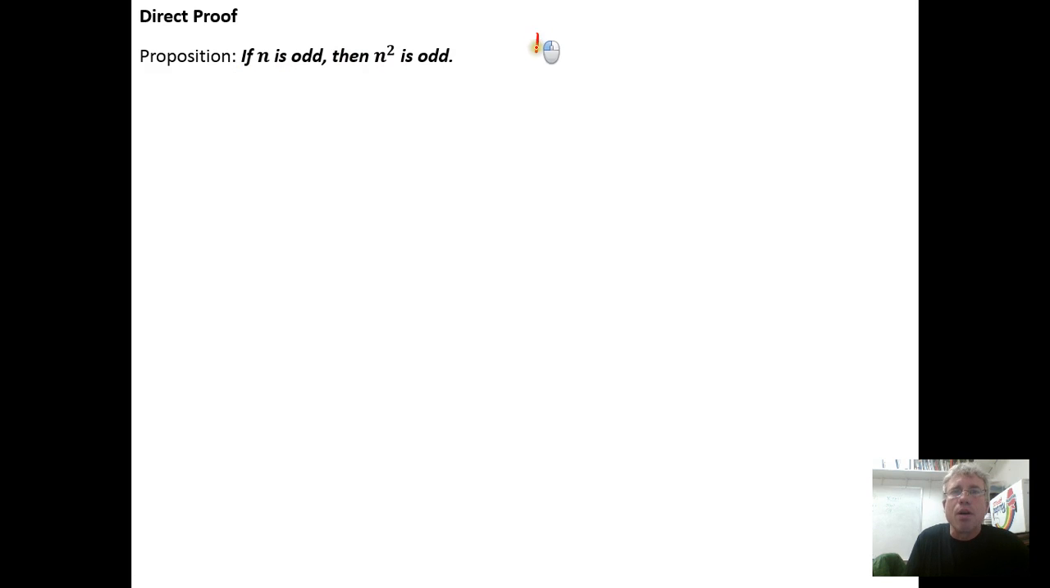So in this case, our P is the proposition n is odd, and our Q is the proposition n squared is odd. And for a direct proof, which is what we're doing, we assume that the statement P is true. So if P is true, that means that n is an odd integer. And what we want to show is that if n is odd, n squared must also be odd.